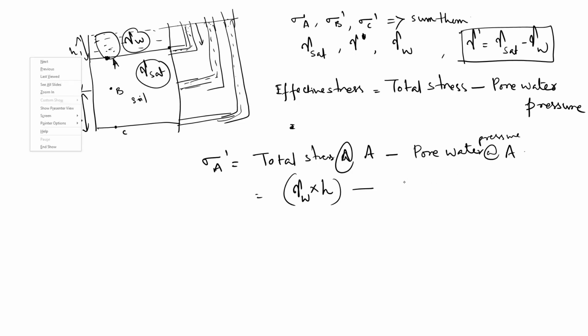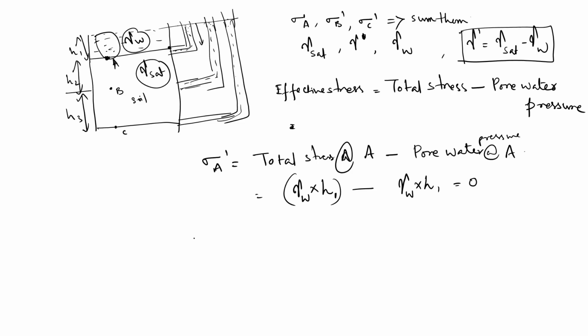Again it is gamma into H. So again the pore water pressure means you have to take the unit weight of the water into the height of the water which is coming into the pressure tube, which is existing at the height of A. So that is also equal to H1. This is also H1, the height of the water which is above A, and total stress is coming due to only water. Now this is equal to 0. So that's how the effective stress at A is calculated.